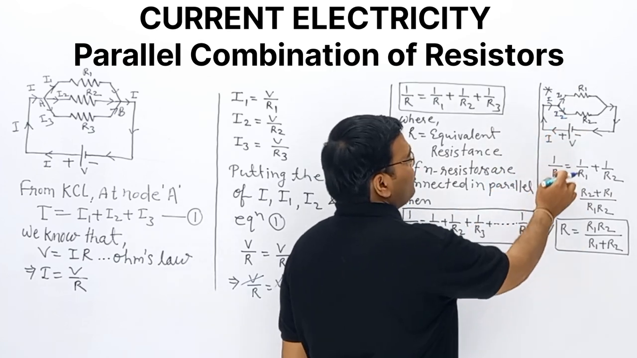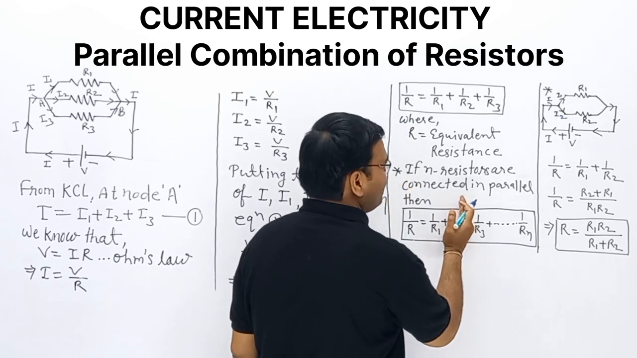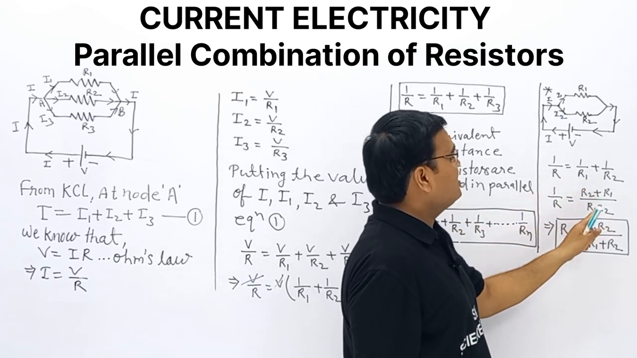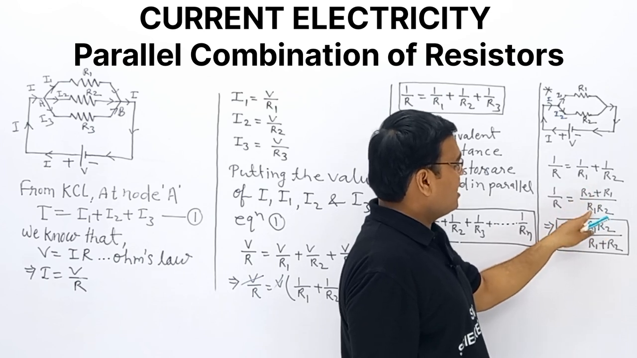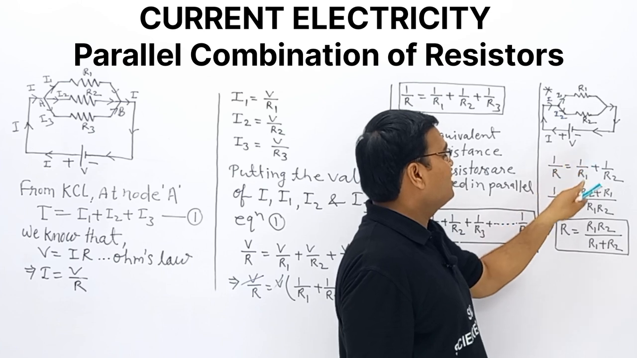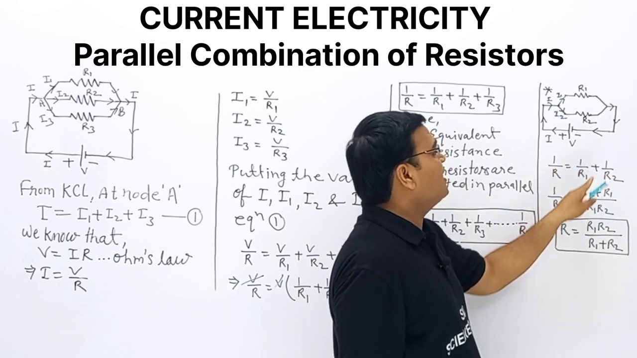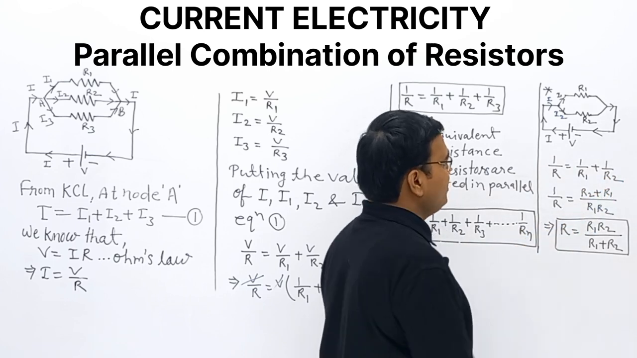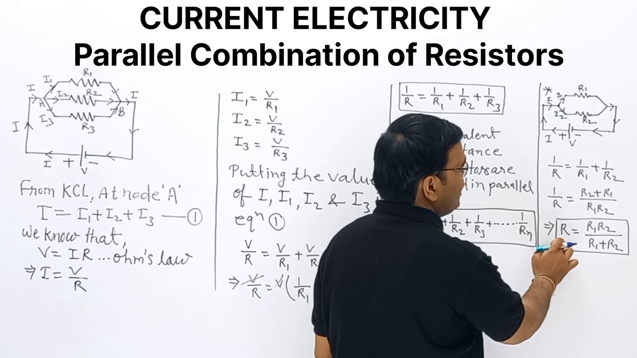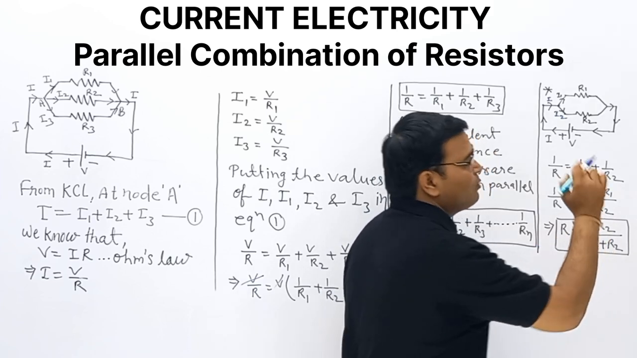So if both resistors are in parallel, what will be the equivalent resistance? How do we solve? 1 upon R equals 1 upon R1 plus 1 upon R2. We stop at 2 only. Now solve this by taking the LCM, which is R1 into R2. R1R2 divided by R1 leaves R2, which is multiplied by 1, and R1 remains for the other numerator. Then cross multiplying and solving for R, we get the equivalent resistance. R is the product of both resistances divided by the sum of both resistances.